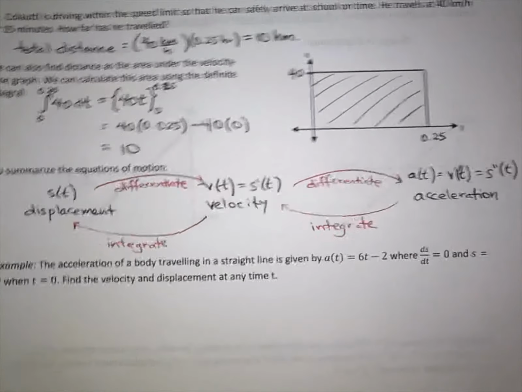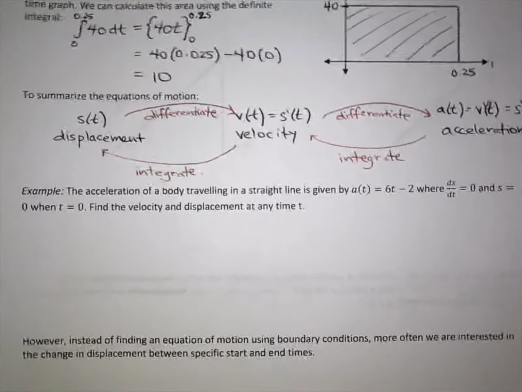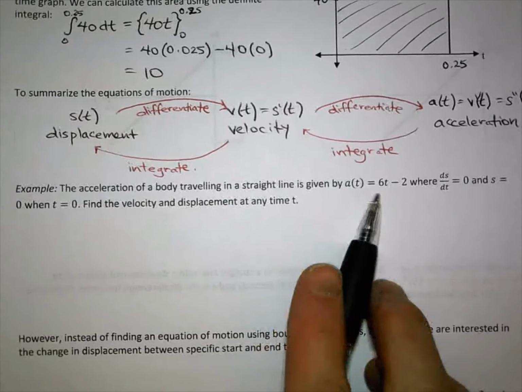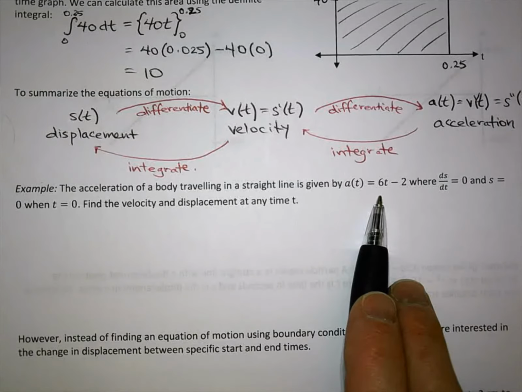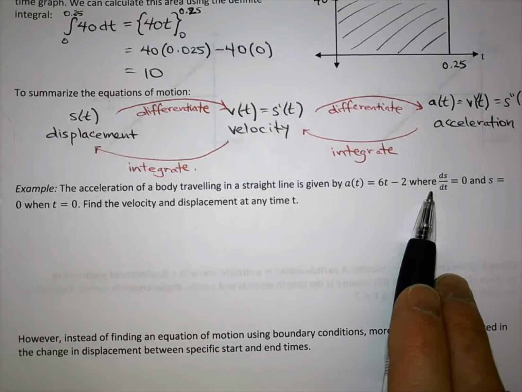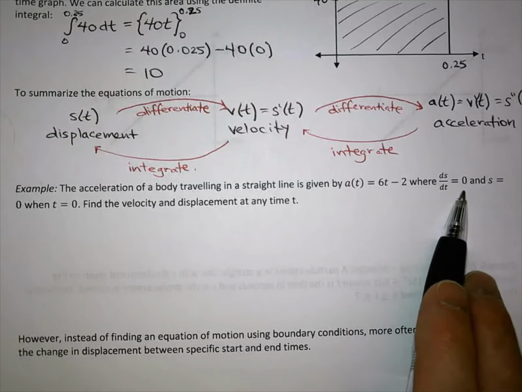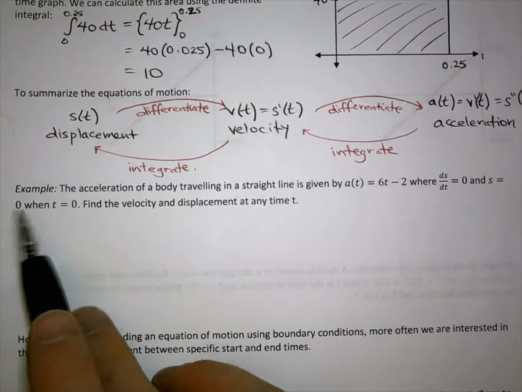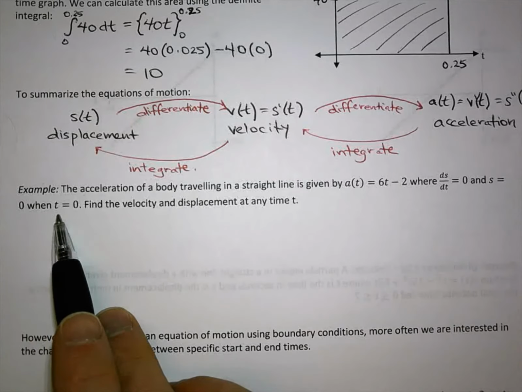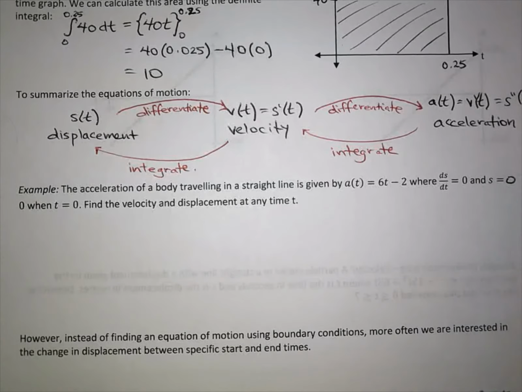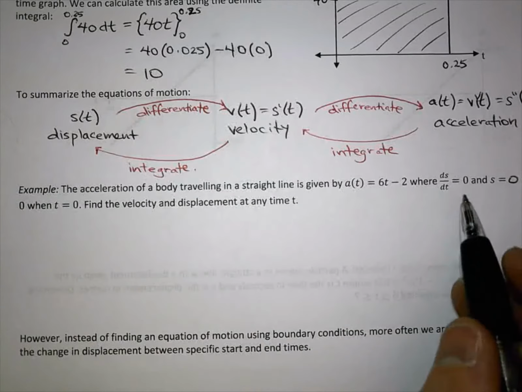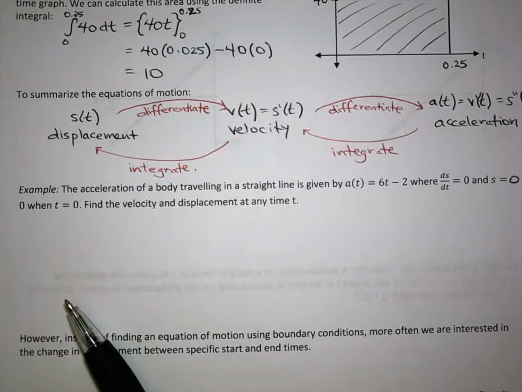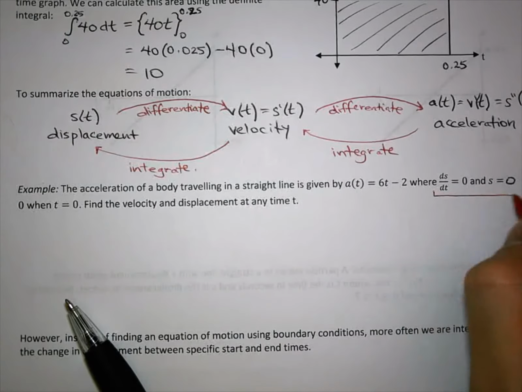For the first example, the acceleration of a body traveling in a straight line is given by this function. Okay, acceleration, there we go. And then I've been given v equals 0 and s equals 0, both when t equals 0. So I have a really unfortunate line break there. So both of these happen when t is equal to 0. So these are really boundary conditions.